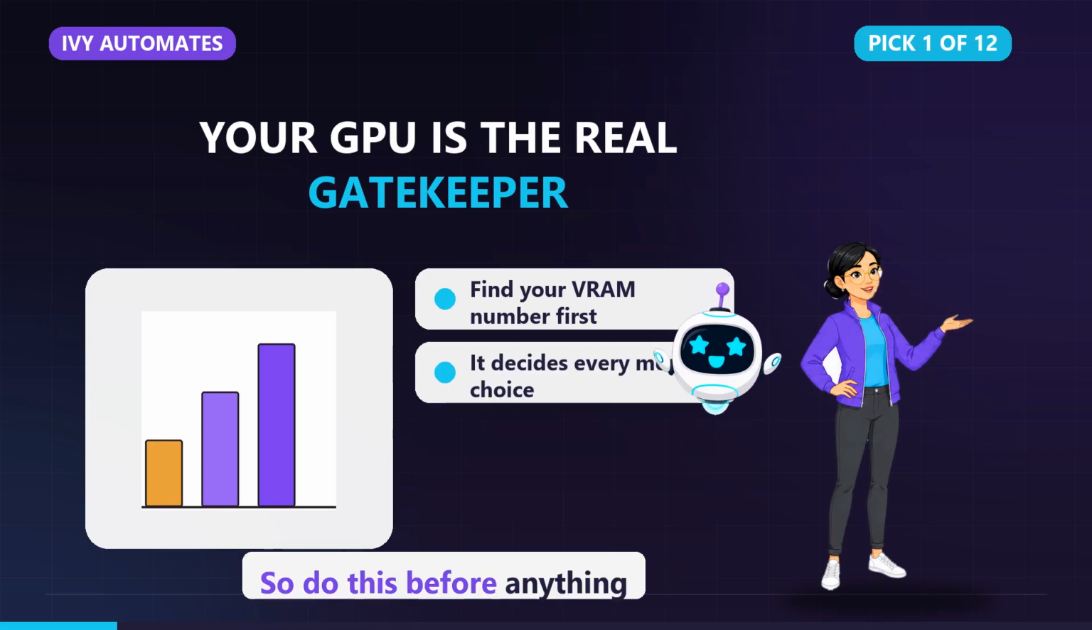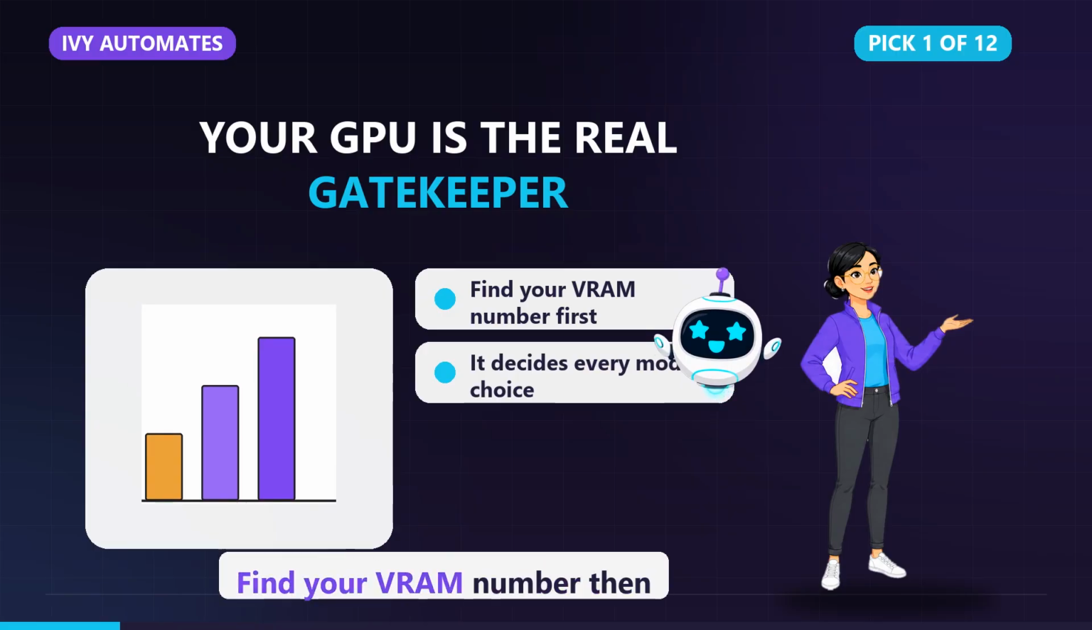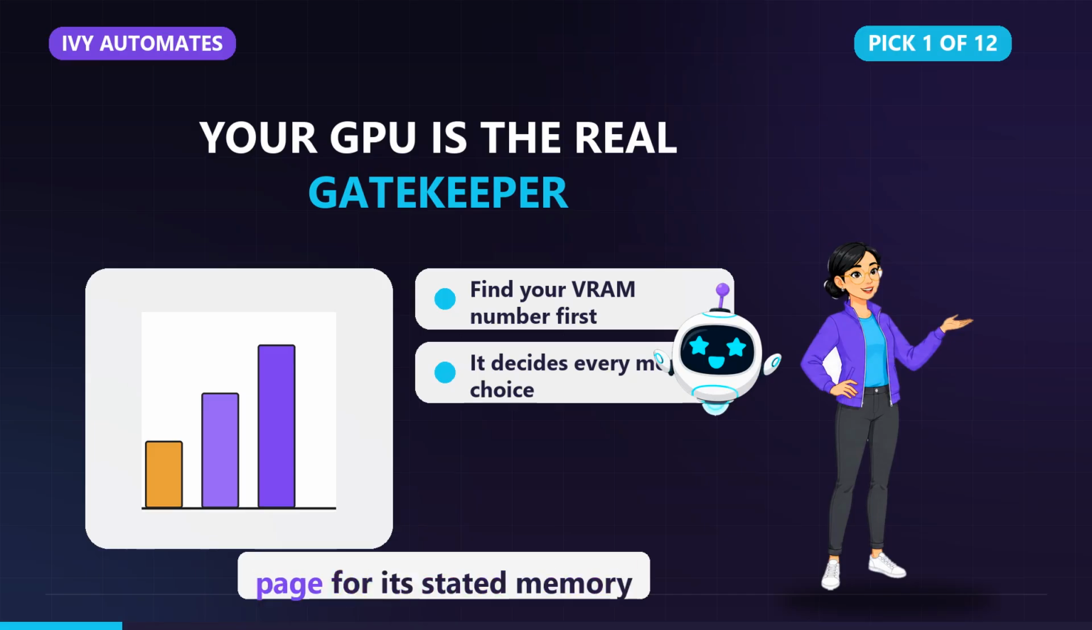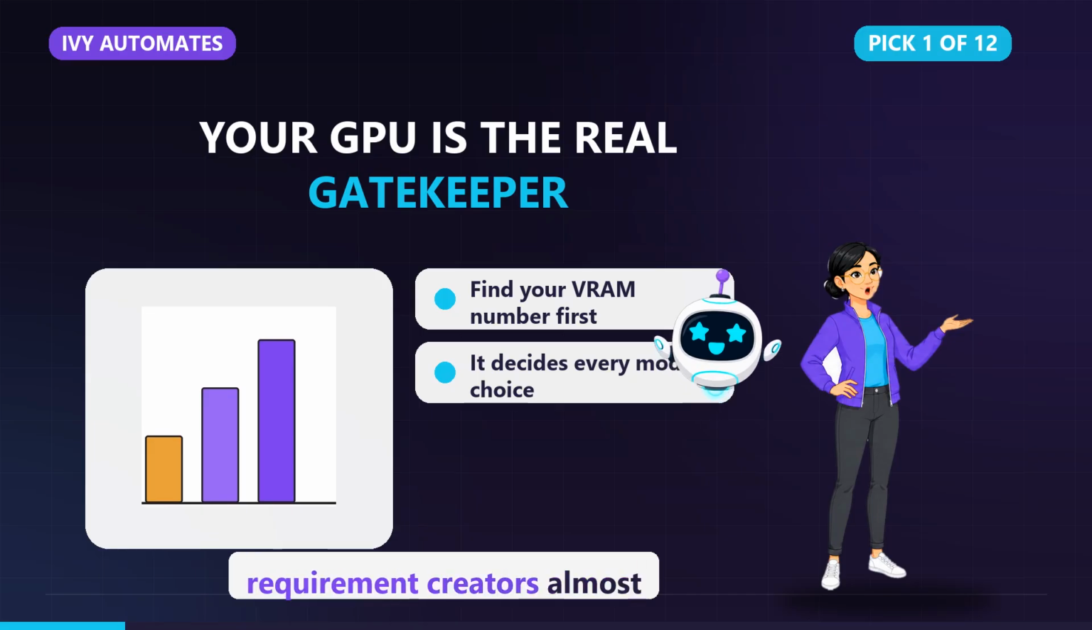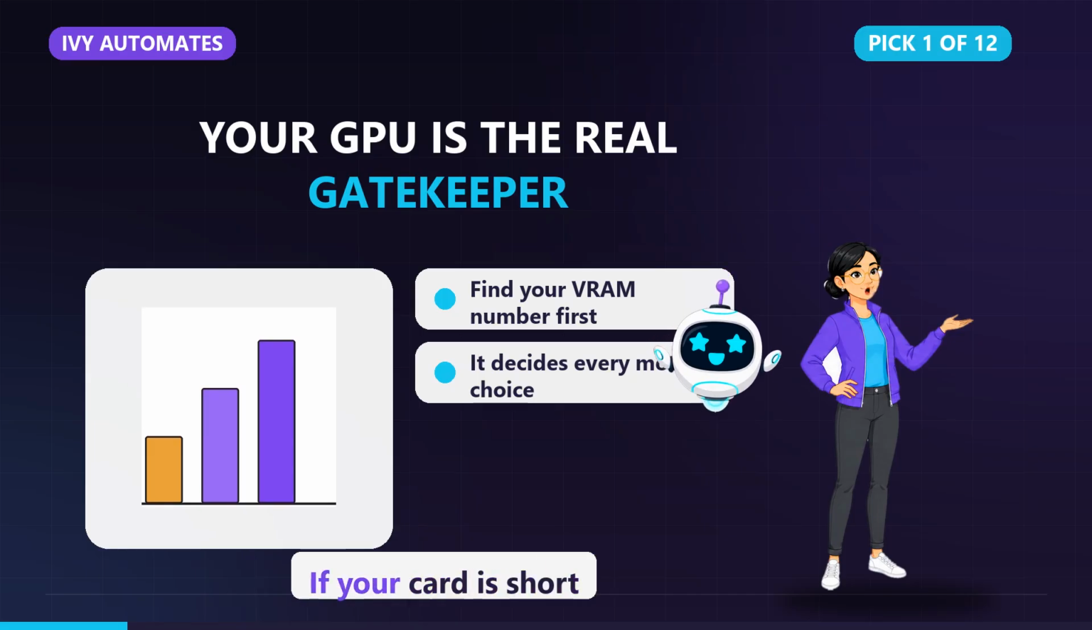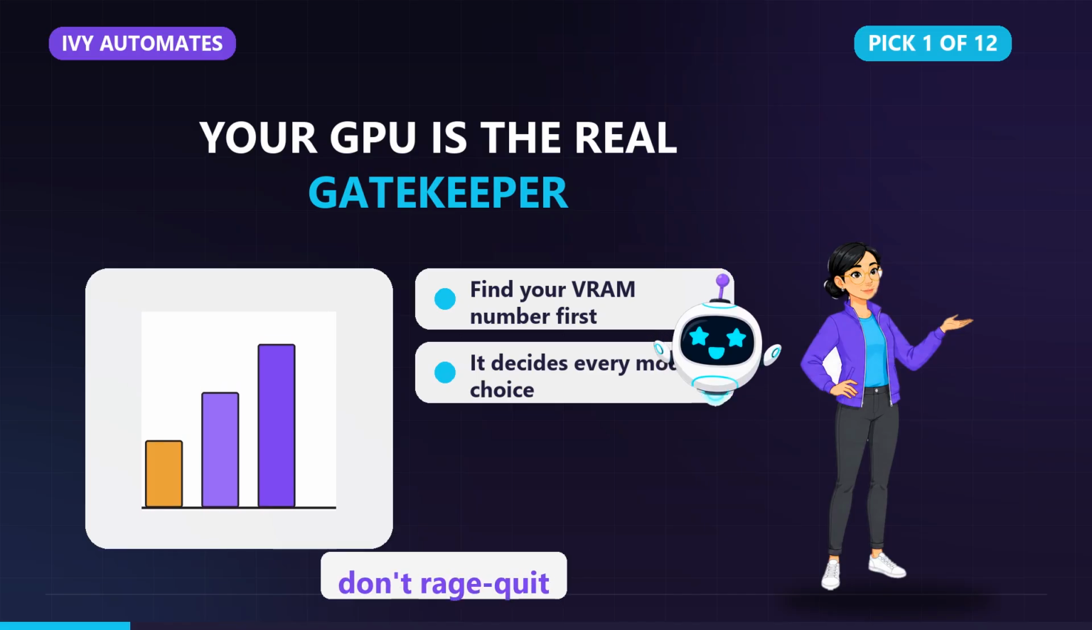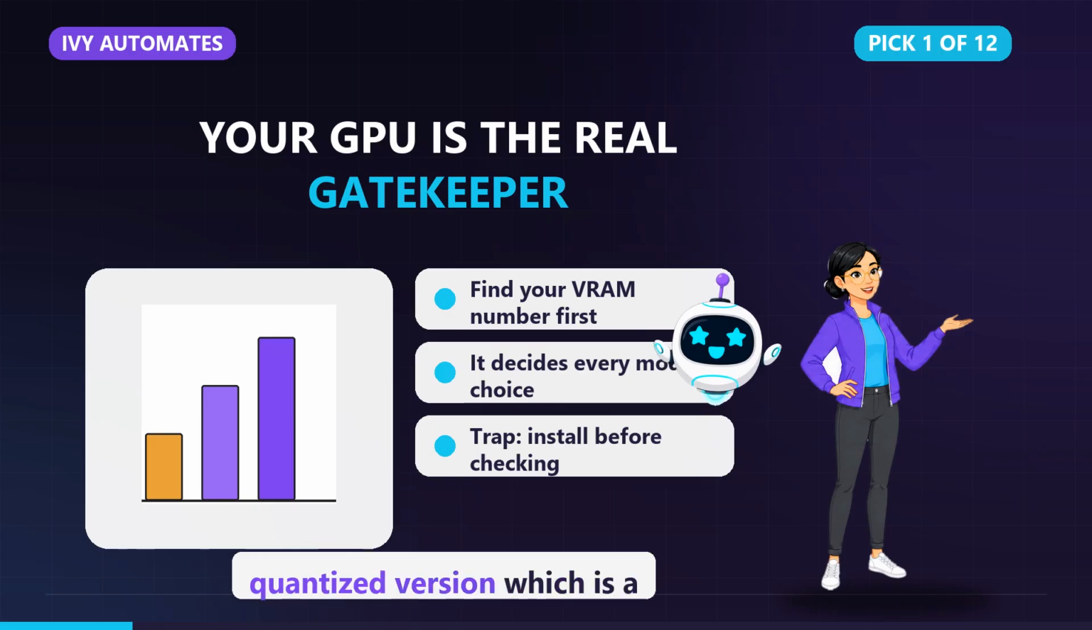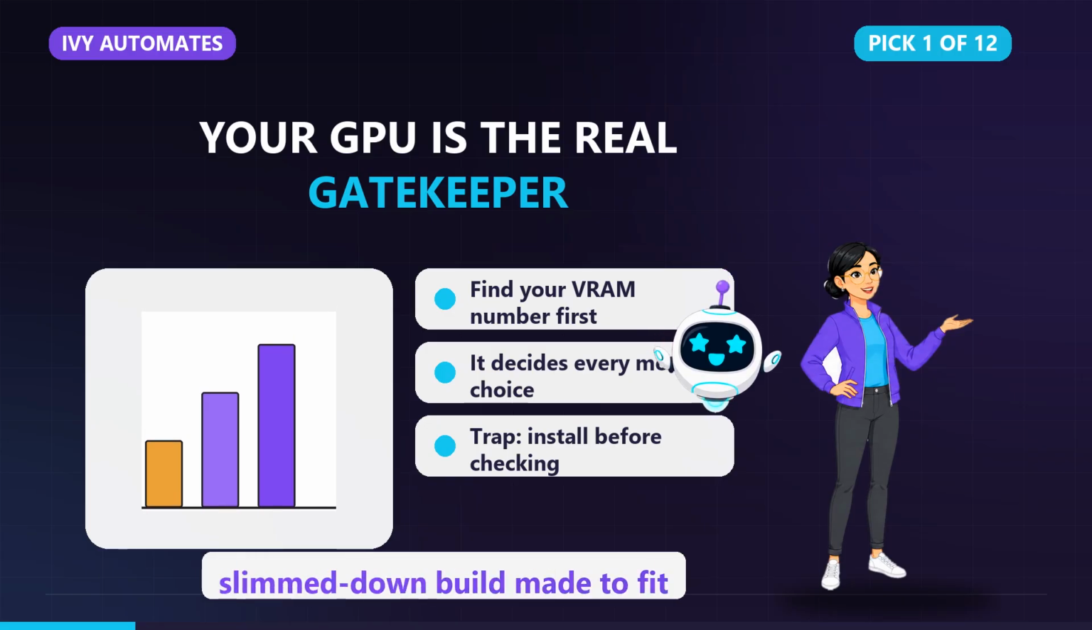So do this before anything else. Find your VRAM number, then check the model's official page for its stated memory requirement. Creators almost always list it. If your card is short, don't rage quit. Look for a smaller or quantized version, which is a slimmed-down build made to fit tighter memory.